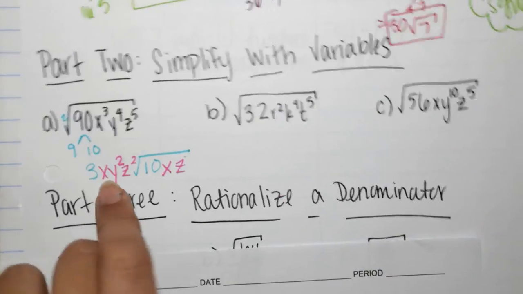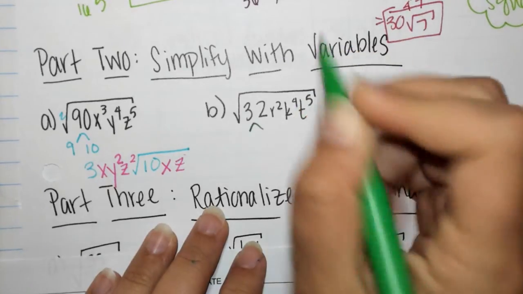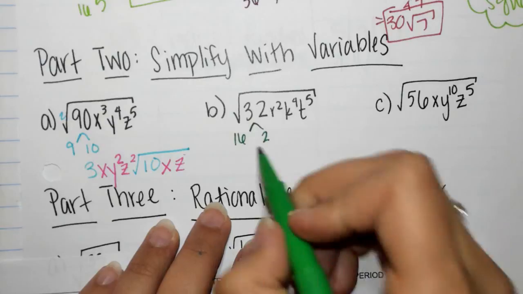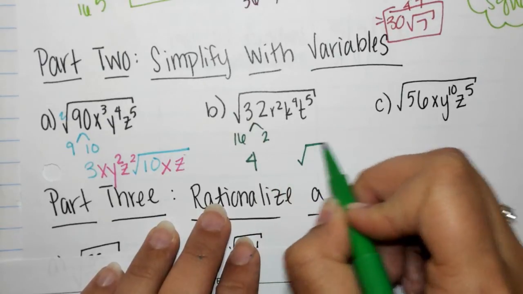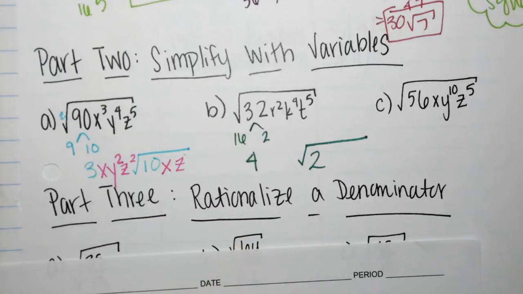All right, so let's look at B. What's the biggest perfect square that goes into 32? 16. 16 and what? 2. All right, what's the square root of 16? And what stays inside the house to read Harry Potter? 2. All right, let's do our variables.